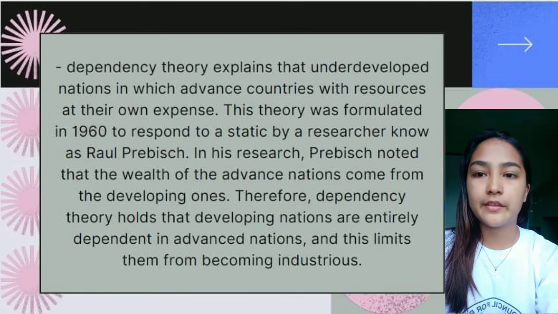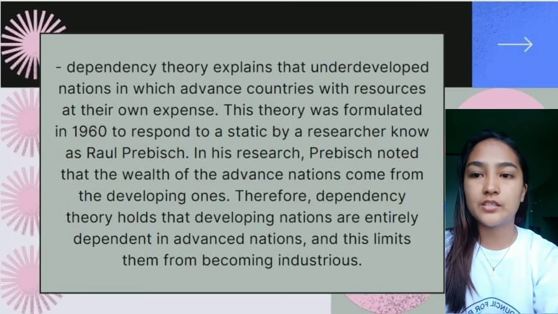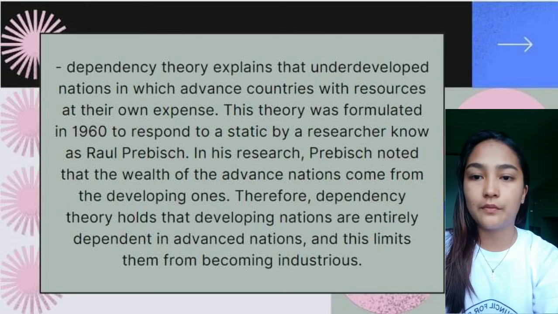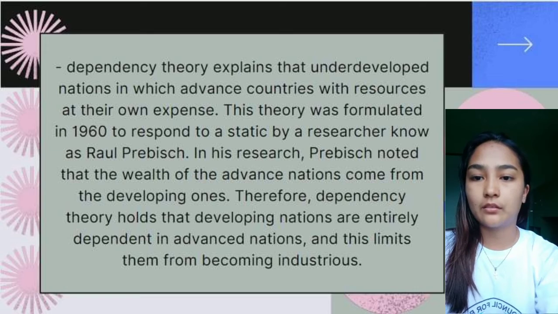Dependency theory explains that underdeveloped nations enrich advanced countries with resources at their own expense. This theory was formulated in 1960 to respond to a study by a researcher known as Raul Prebisch. In his research, Prebisch noted that the wealth of the advanced nations came from the developing ones. Therefore, dependency theory holds that developing nations are entirely dependent on advanced nations, and this limits them from being industrious.